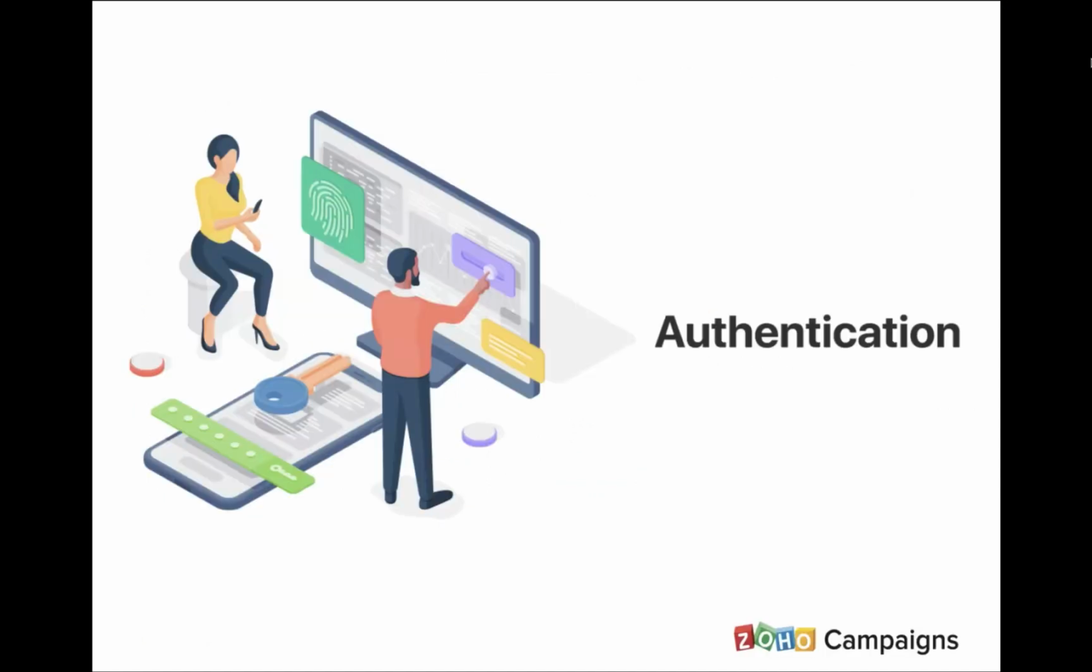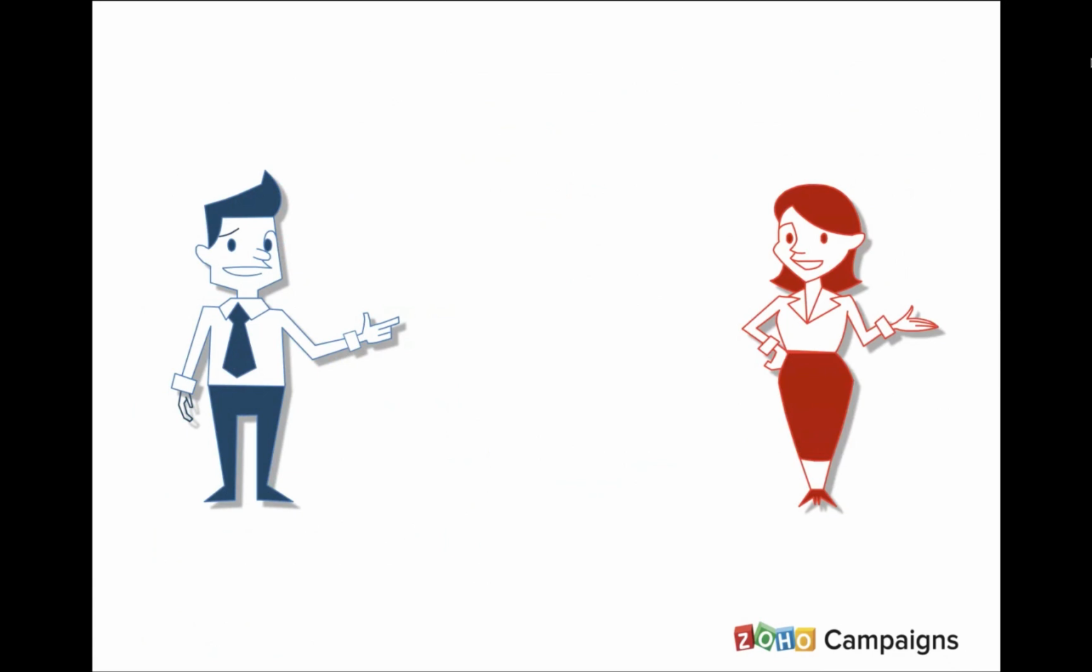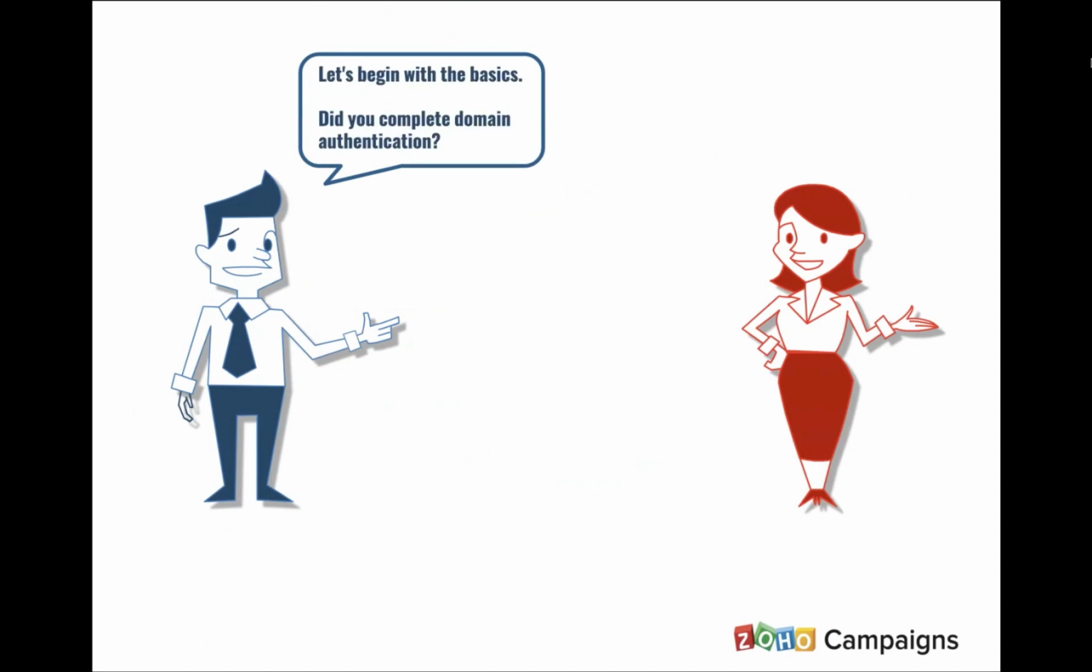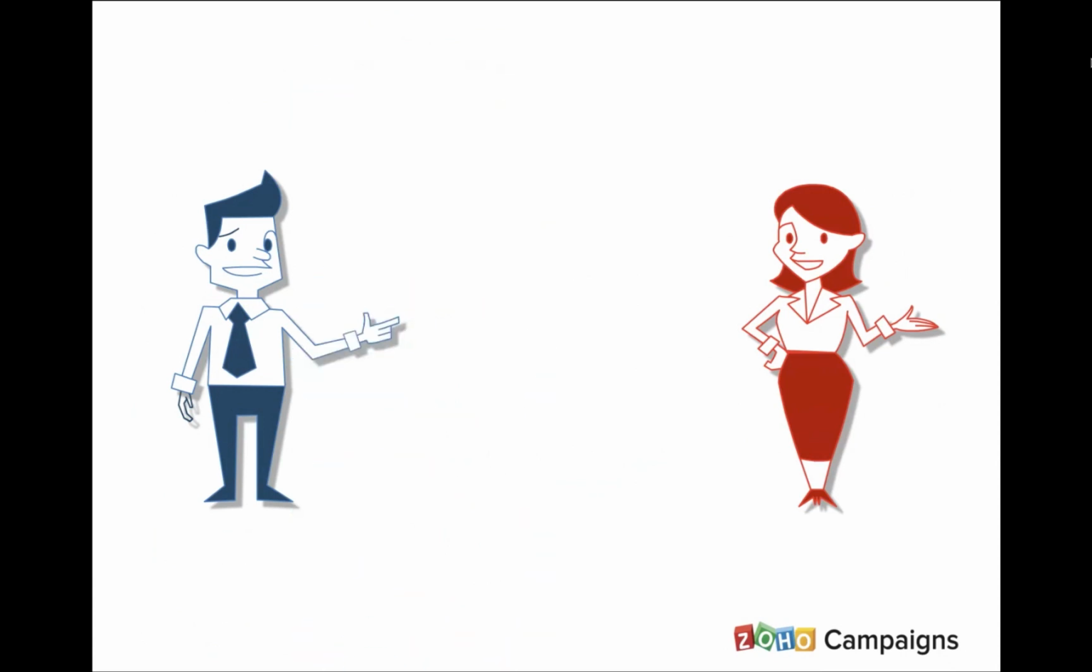Now let's take a look at authentication. Now John has to ask something to Jane. John says let's begin with the basics, and asks Jane whether Zilker Fashions completed the domain authentication or not. To which Jane replies that they had thought of doing so, but eventually forgot. That's a big problem. Now John says that, okay, let's look at the concepts in detail.